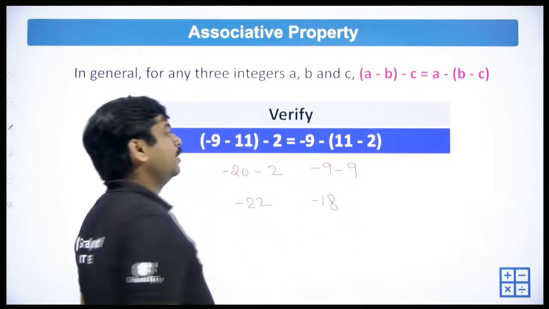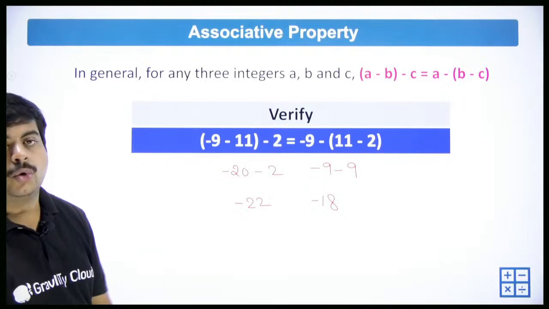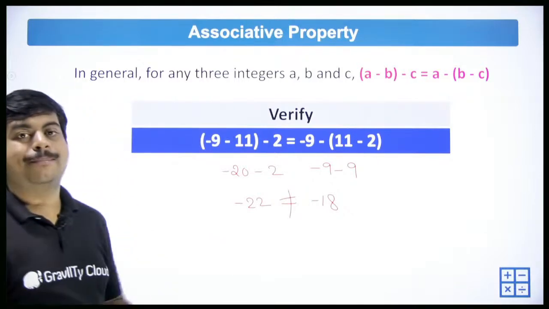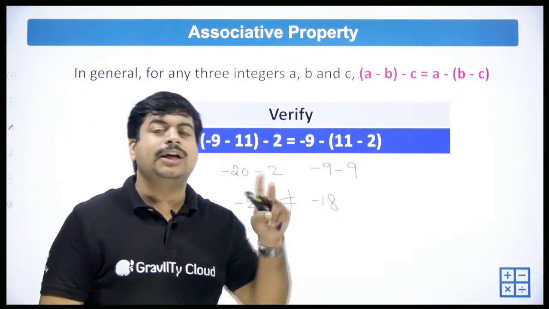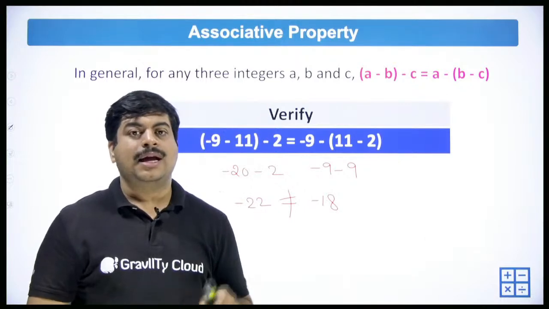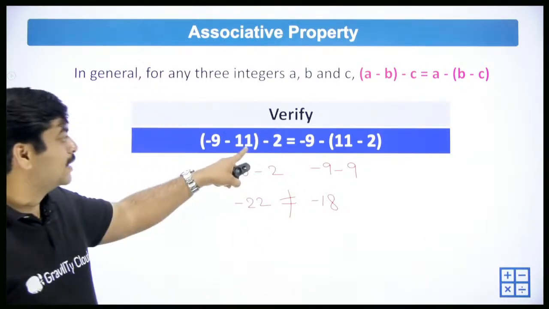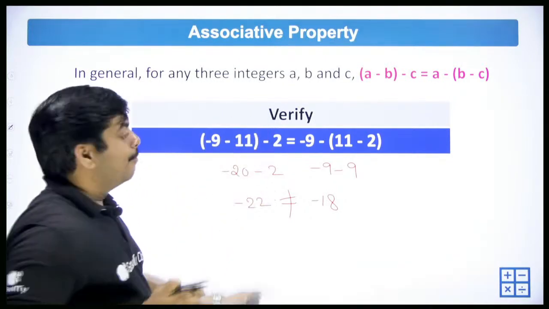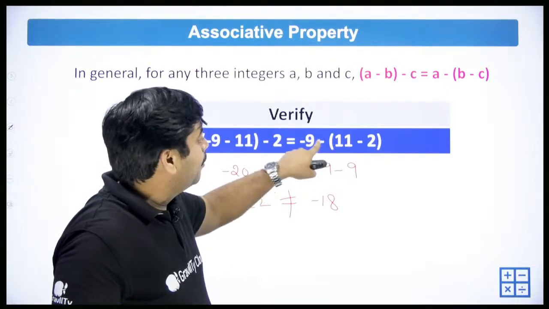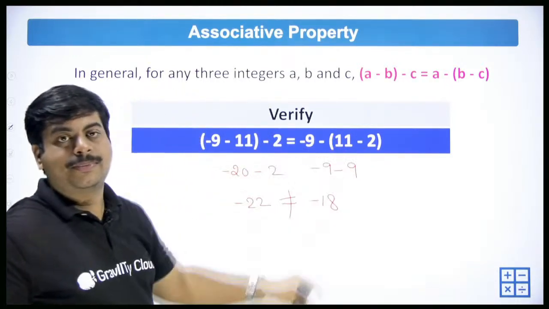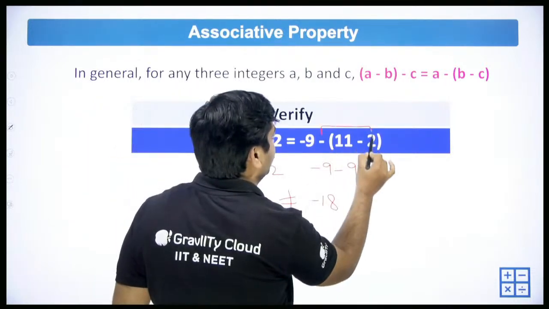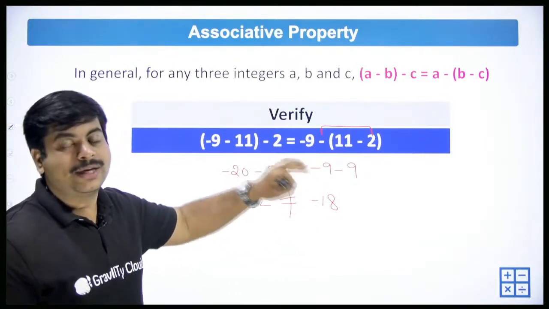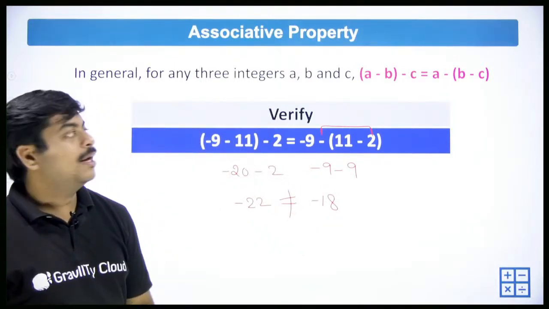So now tell me, are these two equal? No. Why are we getting this difference? Why are these two numbers not the same? Because we have a property: negative into negative is positive. Here, minus 9, minus 11, minus 2, we got minus 22. But here, minus 9 is correct, minus 11 is correct, but minus of minus 2 will give you plus 2, and that is the difference. That is the way we are getting minus 22 here and minus 18 here. So we can say that these two are not the same.